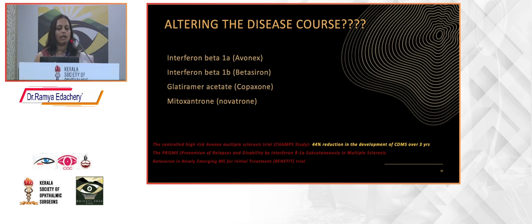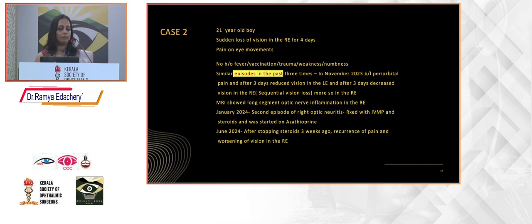So how can we alter the disease course? These are the different drugs used. If you treat your MRI lesions, you can definitely prevent or delay the development of multiple sclerosis. I am not going into the study. These are the CHAMPS study and others that compare the drugs. Okay. So now let me come to the second case.